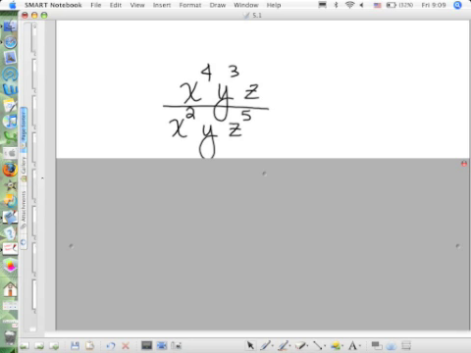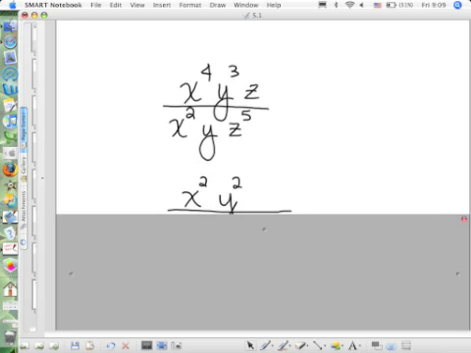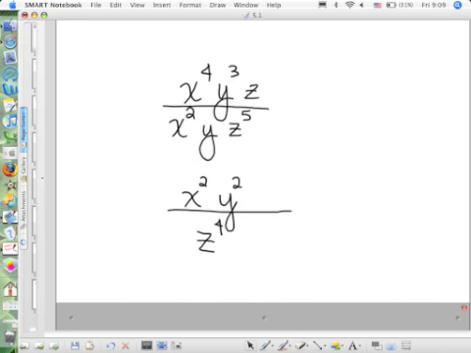Where do you have more y's? In the numerator. So put a y in the numerator. Now subtract 3 and 1. What do you get? 2. It's y squared. Where do you have more z's? So put z in the denominator. Now subtract. 5 minus 1 is 4. Okay? It's that simple. Identify where there are more, and then show what you have left.